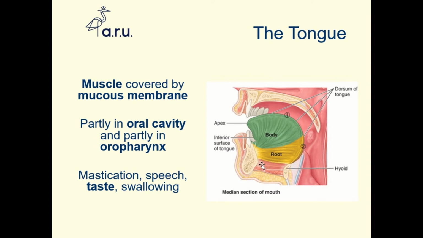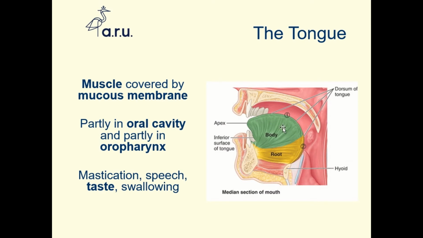The floor over here is formed by different muscles connecting the mandible with the hyoid bone, such as the anterior belly of digastric, mylohyoid, and the geniohyoid muscles. The tongue seems to be resting nicely on the muscular floor of the oral cavity.